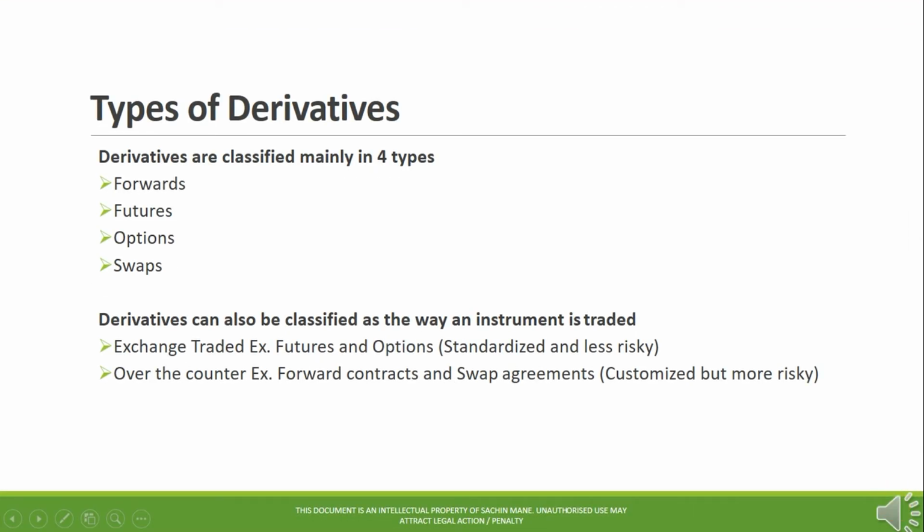Types of derivatives. Derivatives are classified mainly in 4 types: forwards, futures, options, and swaps. Derivatives can also be classified as the way an instrument is traded. Exchange traded, for example, futures and options, these are standardized and less risky instruments. Over-the-counter or OTC, for example, forward contracts and swap agreements, these are customized but more risky as counterparties are involved.